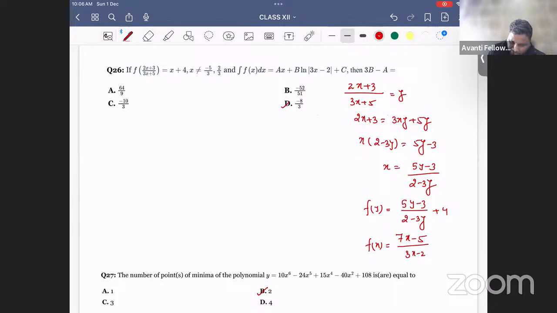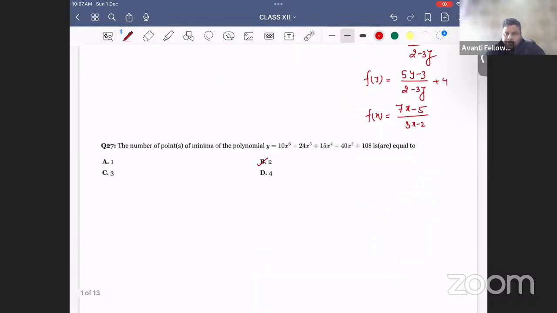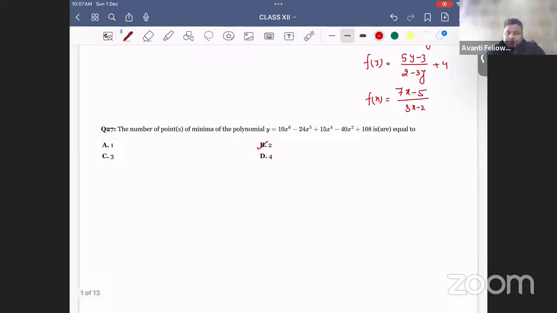And now what you have to do? Integrate this: 7x minus 5 upon 3x minus 2 dx. Now it is simple integration. So just partial fractions and integrate. I think now you can handle it. This is very easy. Got it?